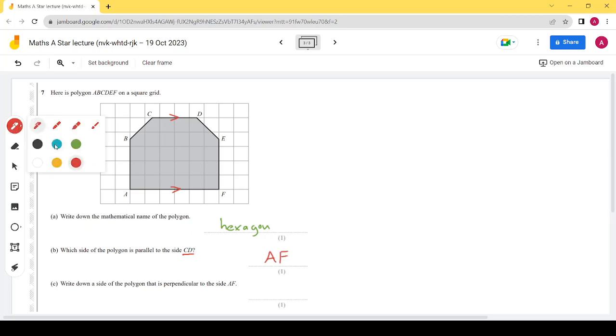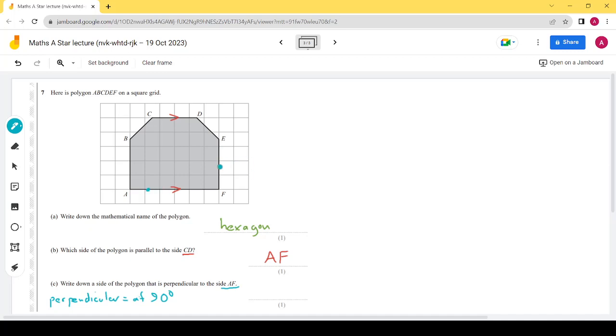And next we've got: write down a side of the polygon that is perpendicular to the side AF. And so perpendicular just means at 90 degrees. So they will make a right angle together. Like if one's directly up and one's directly across, that's perpendicular. So we've got AF here, mark it with a dot.